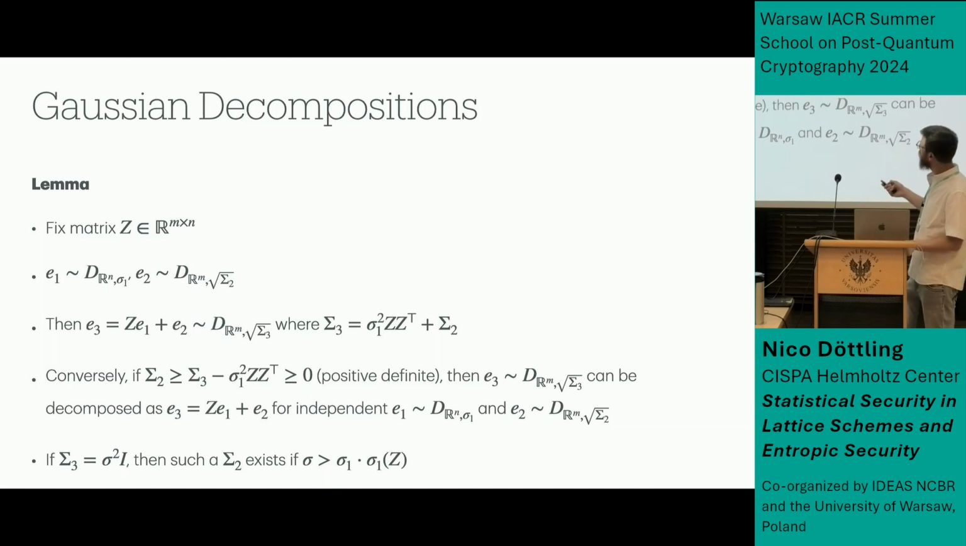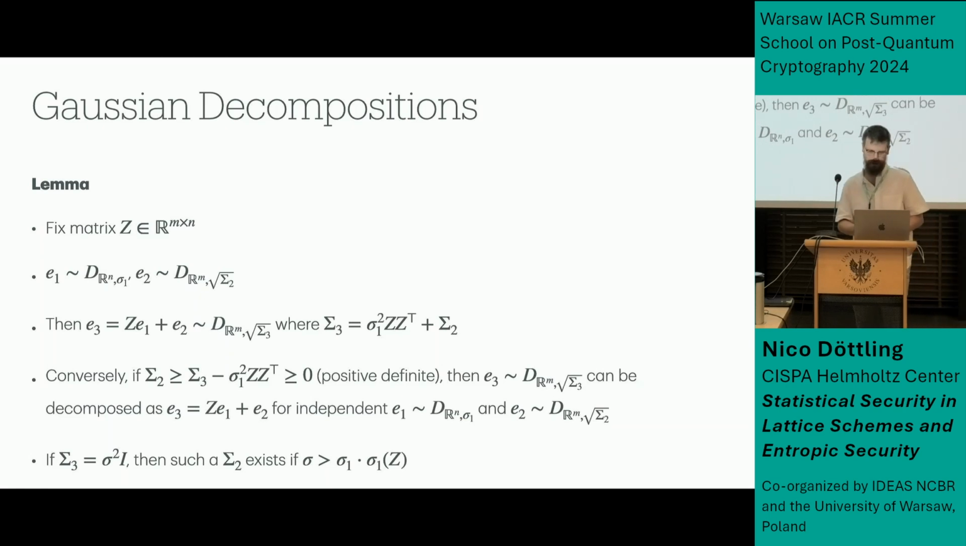In that case, such a covariance matrix sigma 2 always exists if sigma, which again is the parameter of E3, is greater than, here just as reals, sigma 1 times the largest singular value of this matrix Z.